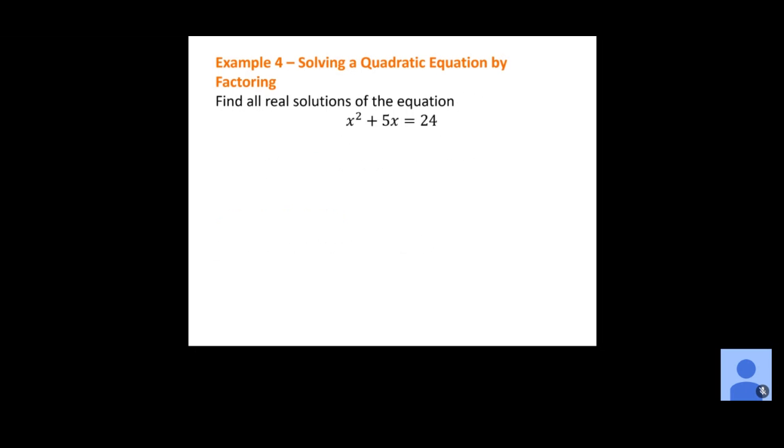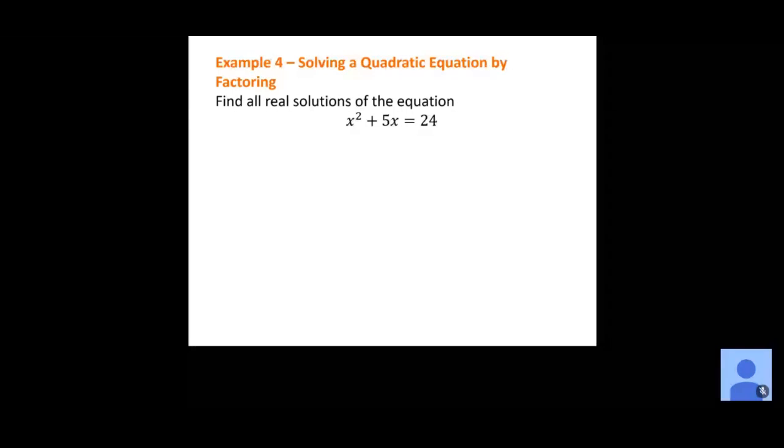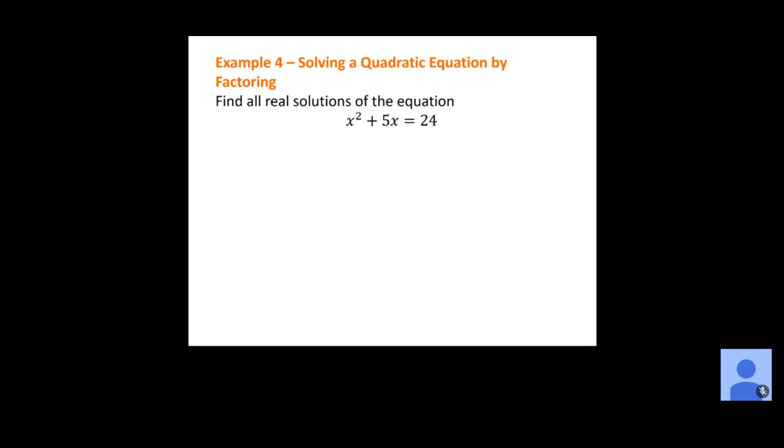All right, so here we go. We're trying to find all the real solutions of this equation. So as soon as we see that x squared, that tells us we do have a quadratic equation. The first thing we're always going to want to do with quadratic equations is try to set them equal to 0. So in this case, I've got a 24 on the right-hand side. I want to move that to the left and make this equal 0.